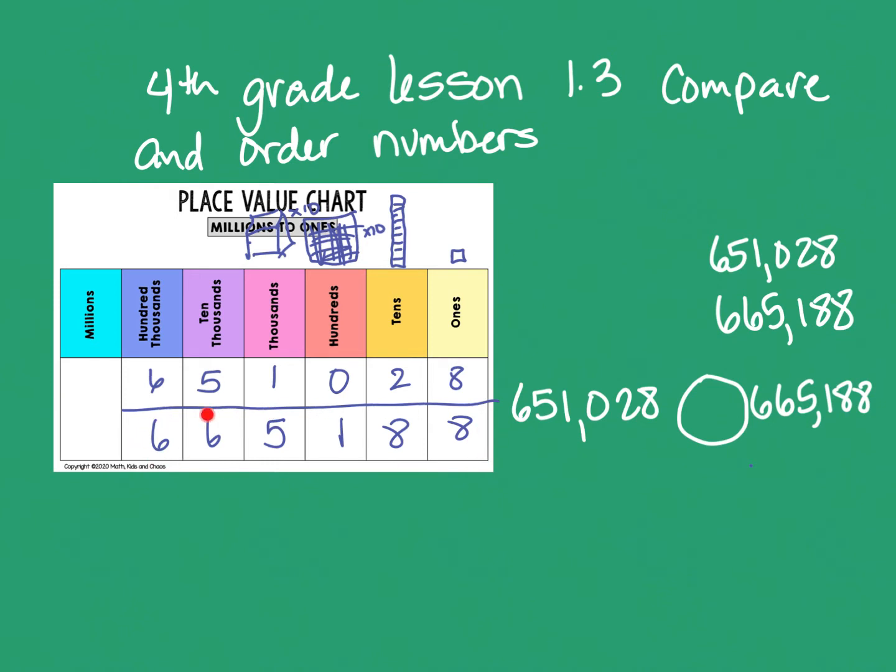This is the larger amount. This many hamburgers is more than that. So I'm going to have the alligator's mouth go towards that one. It's right here. Alligator's mouth goes towards that one. So what we're saying here is that 665,188 is larger than 651,028. We could also say it this way: 651,028 is smaller or less than 665,188. It could be said either way.